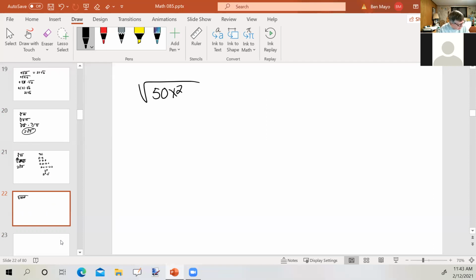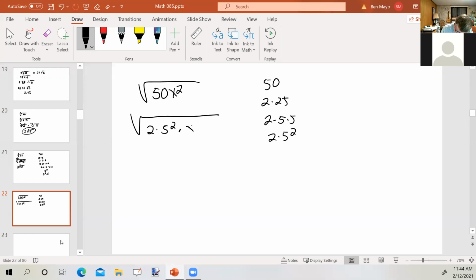Directions say simplify each radical expression. All variables represent positive real numbers. So we don't need to worry about absolute value bars in this context. Okay. My index is an implied 2. 50 is 2 times 25, which is 2 times 5 squared. I'm going to rewrite the radical as 2 times 5 squared times x squared. Okay. I could separate that and make it the square root of 2 times the square root of 5 squared times the square root of x squared.